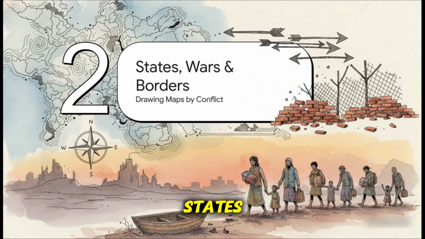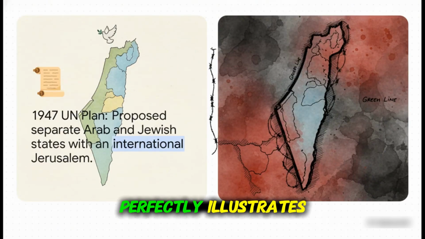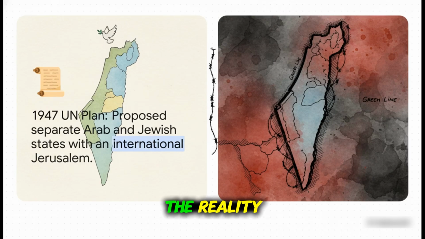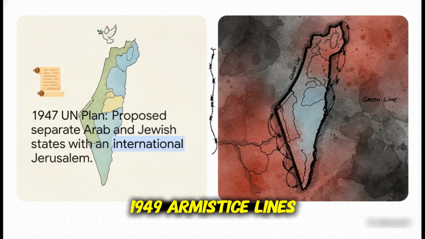The creation of states, the drawing of borders by war, and of course, the birth of a refugee crisis that is still unresolved to this day. This slide just perfectly illustrates the gap between the plan and the reality. On the left, you've got the 1947 UN partition plan. It proposed 2 states, Jewish leaders accepted it, Arab leaders rejected it. The war that followed created the map you see on the right, the 1949 armistice lines.